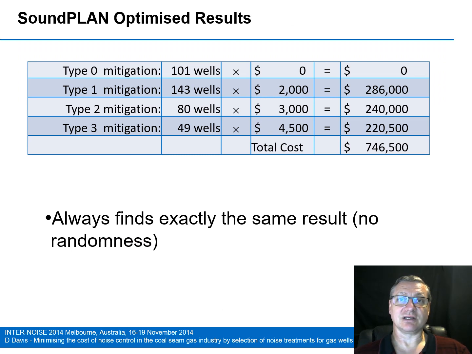So the SoundPlan calculation concludes that 101 of the wells don't need to get any noise control treatment. 143 of the wells should get type 1 noise control treatment. 80 of the wells should get type 2, and 49 of the wells should get type 3. And that results in a total overall noise control cost of $746,500. The thing about SoundPlan's optimization routine is that every single time you run it, you will always get exactly the same answer. That means that it has no inherent randomness built into its calculation algorithm.